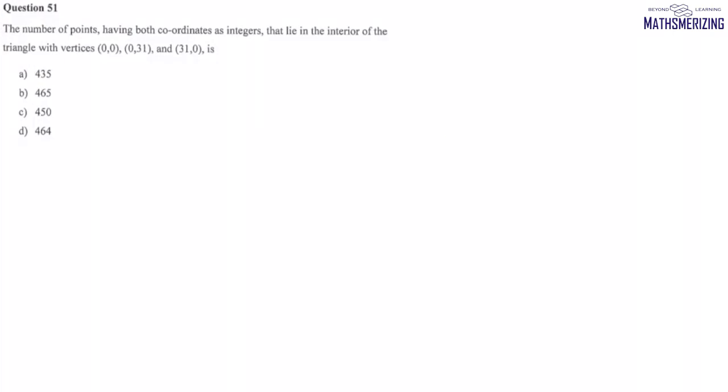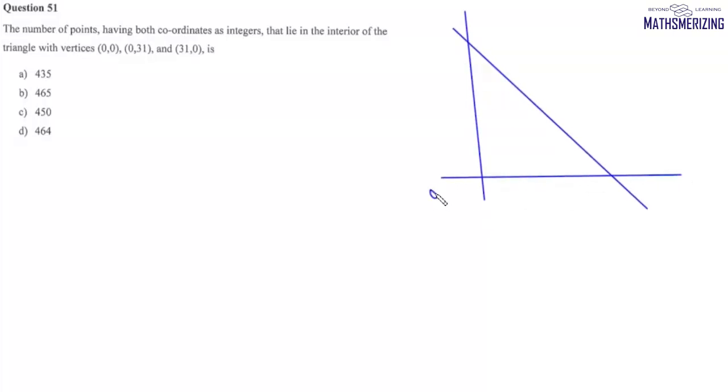Now question number 51 is the number of points having both coordinates as integers that lie in the interior of the triangle with the vertices 0, 0, 0, 31 and 31, 0. So we'll draw this triangle. So this is 0, 0, this is 31, 0, and this is 0, 31. Now the equation of this line will be x plus y equals 31.